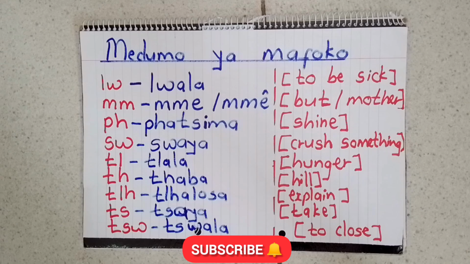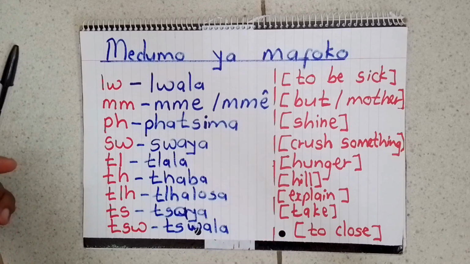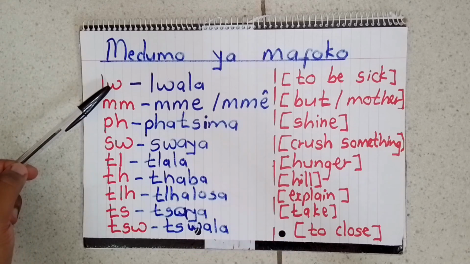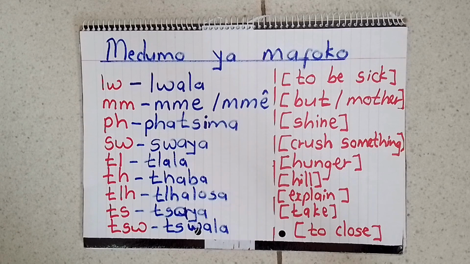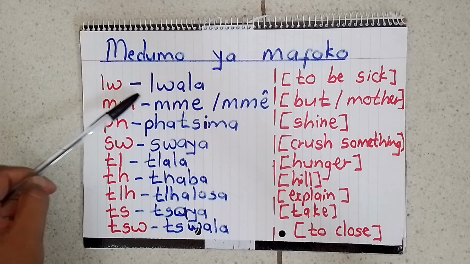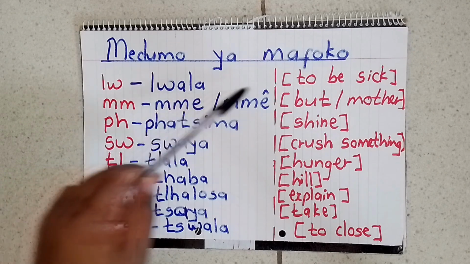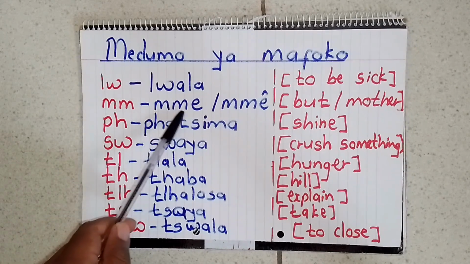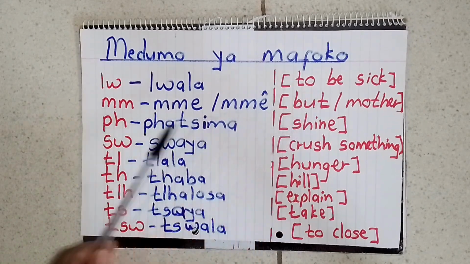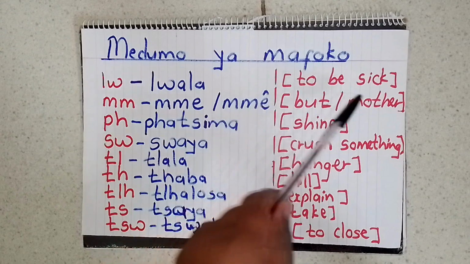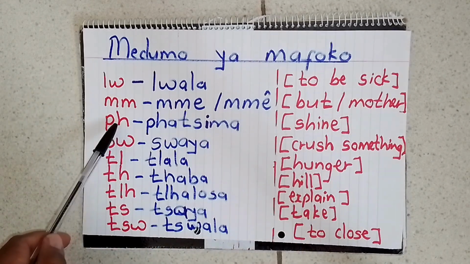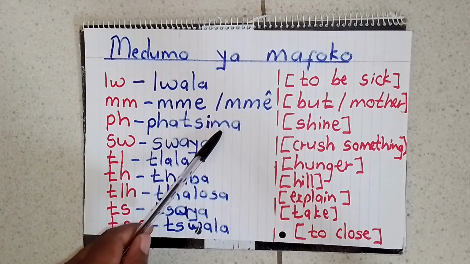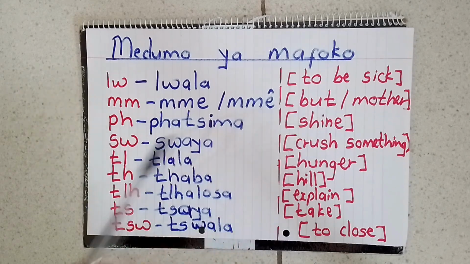Medumo ya Setswana e mentsi, and e dirwa gantsi e dirwa ke ditumanosi le ditumammogo. Medumo e ra e dirisa gore re dire mafoko. Ra go simolola mo ke lwala, to be sick. Mme, but. Mme, mother.